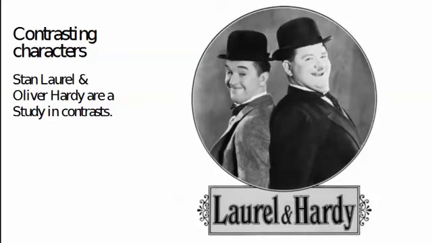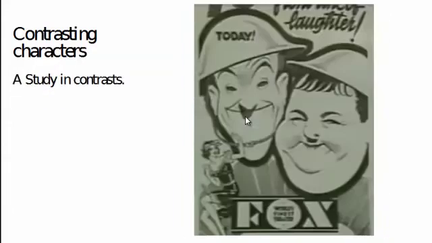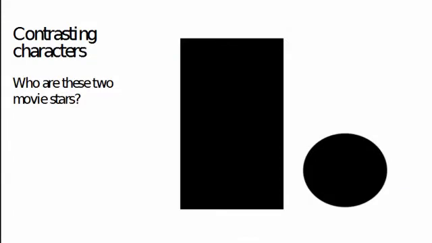I mean, Laurel thinks he's stupid, but actually is intelligent. Hardy thinks he's intelligent, but actually is stupid. That's the whole point. They contrast one another, and they're easily caricatured. And here they are on a poster for a film back in the 40s. A great contrast.